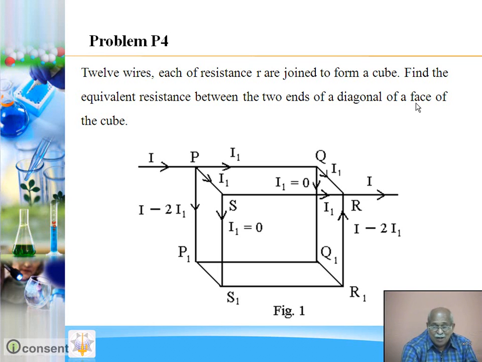This problem is different. Earlier we took diagonally opposite corners of the cube. Now we are taking the diagonal of one surface. If we consider the top surface, we can think of diagonally opposite points P and R. So now we have to find equivalent resistance between corners P and R. Consider distribution of currents very carefully.